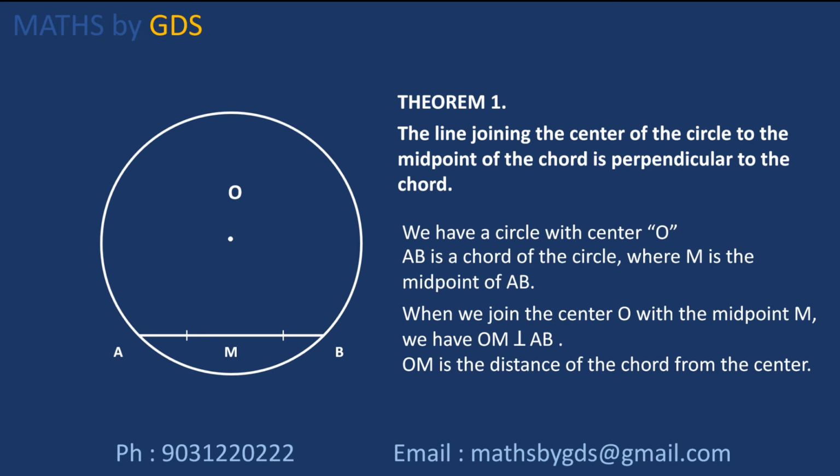If we connect the center of the circle, that is O, to the midpoint of the chord, that is M, then we have OM perpendicular to AB, which means angle OMB is 90 degrees and also angle OMA is 90 degrees as shown in the diagram. So this is a very important theorem. And also the distance OM will be known as the distance of the chord from the center. Now let's see the next theorem.